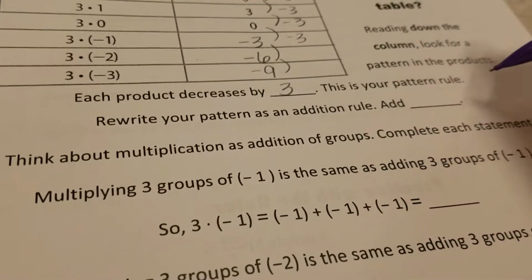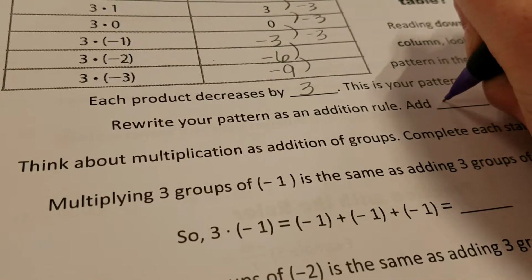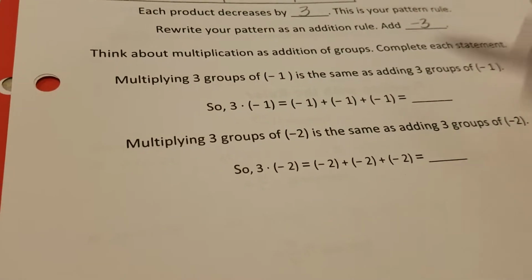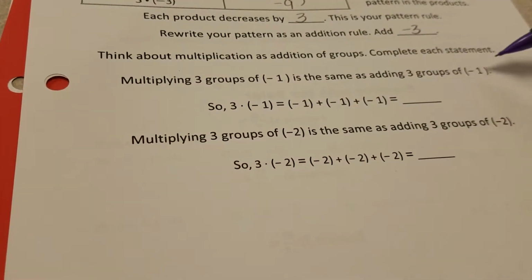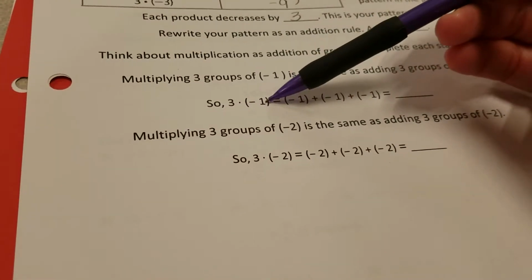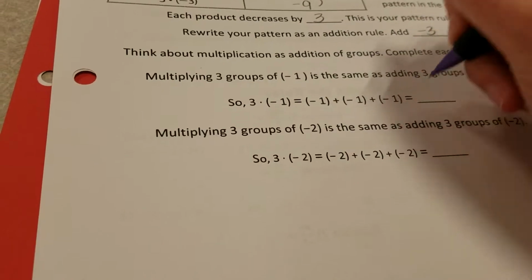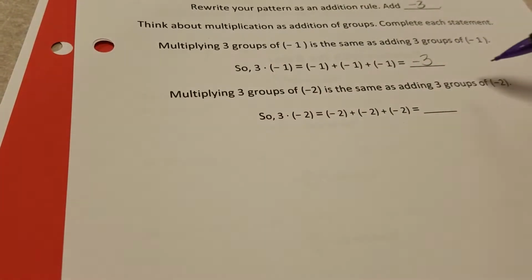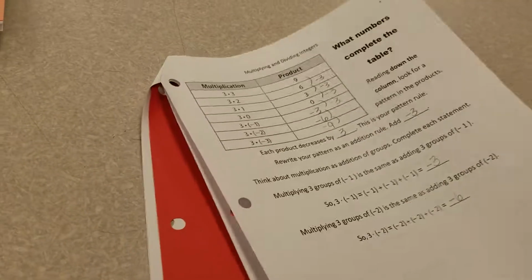So if we rewrite it as an addition rule, instead of decreasing by 3, we say we're going to add negative 3. So we think about multiplication as addition of groups. Multiplying 3 groups of negative 1 is the same as adding 3 groups of negative 1. So 3 times negative 1 is just like negative 1 plus negative 1 plus negative 1, which gives you negative 3. Multiplying 3 groups of negative 2 is the same as adding them. It's going to give you negative 6. That's kind of the explanation for why we do things.